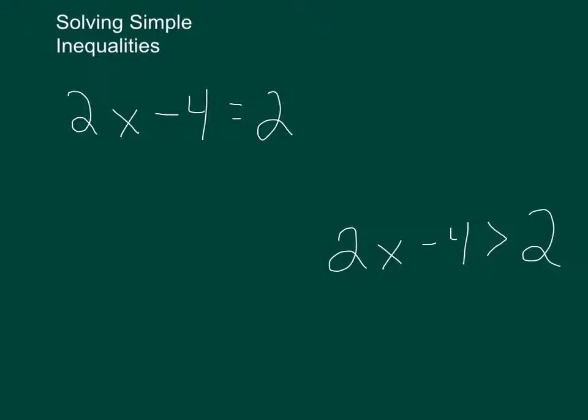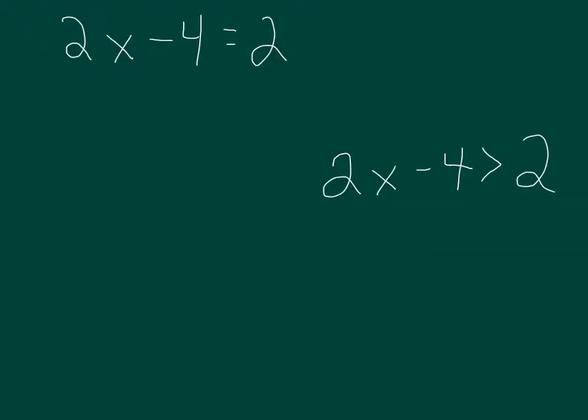In 2x minus 4 equals 2, I am looking for the number that will make both sides equal to 2. In 2x minus 4 is greater than 2, I am looking for the numbers that will make 2x minus 4 greater than 2. So that in itself is a big difference between equations and inequalities.